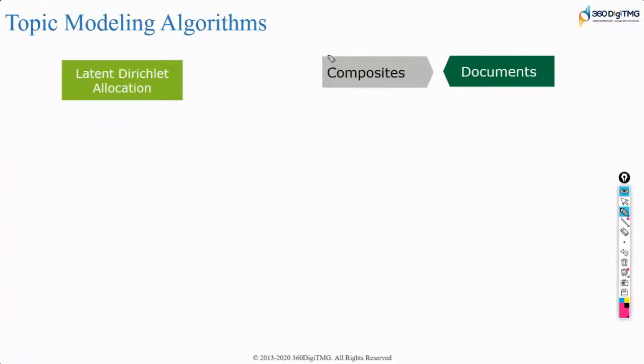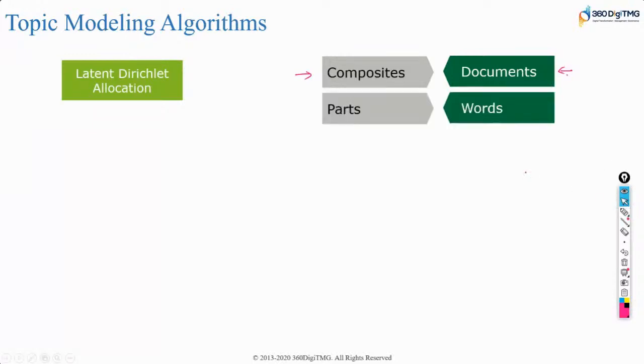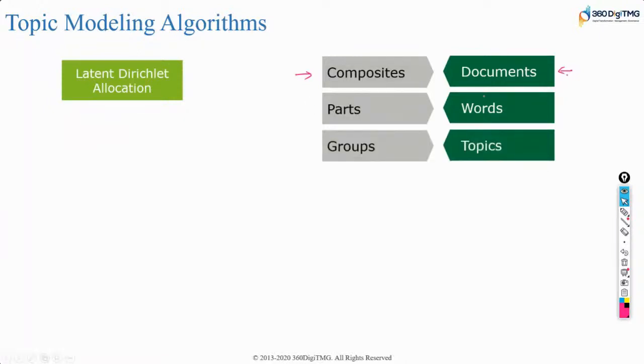So there are a lot of alternative names. Composites means documents. A document could be, once again, a simple movie review or a product review on Amazon. It could be anything. Then you have parts. Parts are also called words, and groups are called topics. These are the alternate names for documents, words, and topics when it comes to LDA.